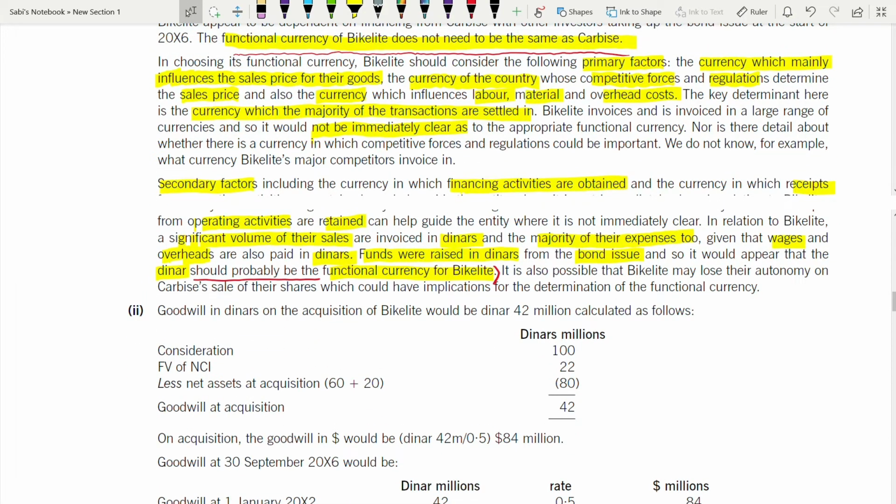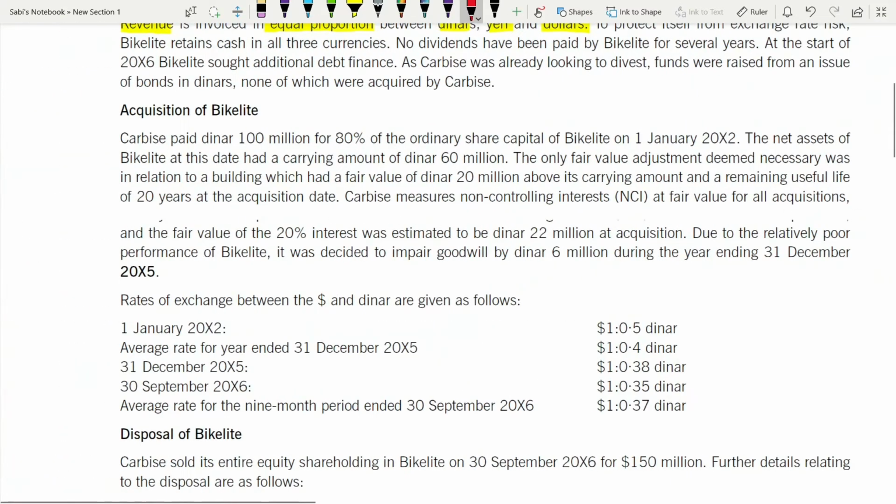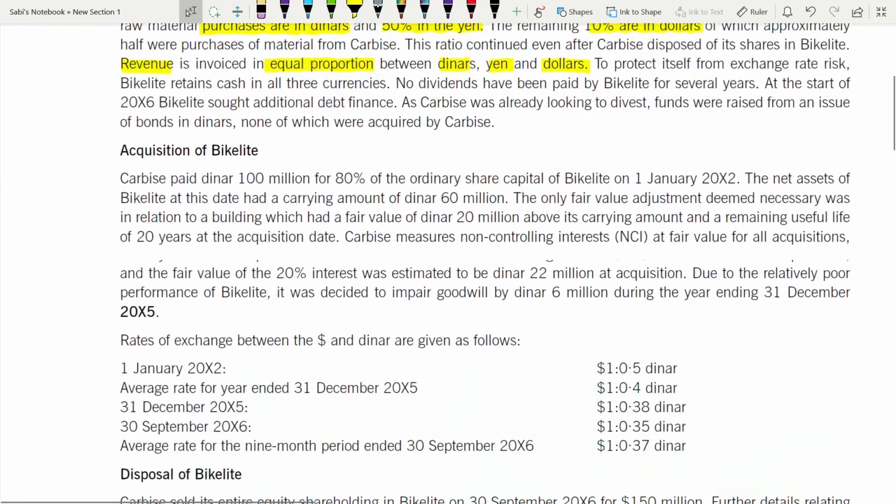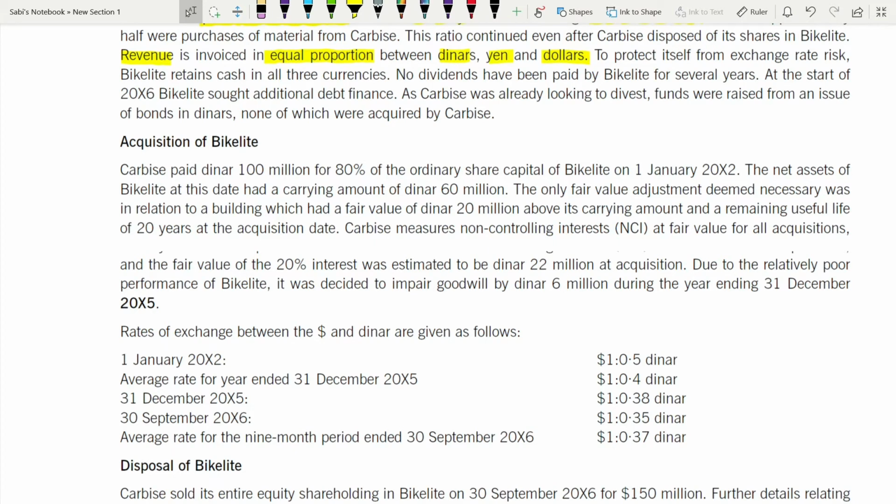Next is your calculation of goodwill. So goodwill in dinars on the acquisition, in the dinar functional currency, on the acquisition of Bakelite would be 42 million dinar, calculated as follows. This is in dinar millions. First is consideration, then fair value of NCI, less net assets at acquisition. Just write all this. You know the formula for goodwill. So what is the consideration? Keep it there, we'll read it, because we didn't read this part. Acquisition of Bakelite, right? Kaba has paid dinar 100 million for 80% of the share capital of Bakelite on 1st of January 2002. How much have they paid?